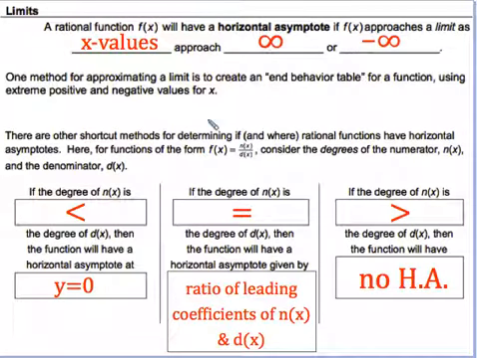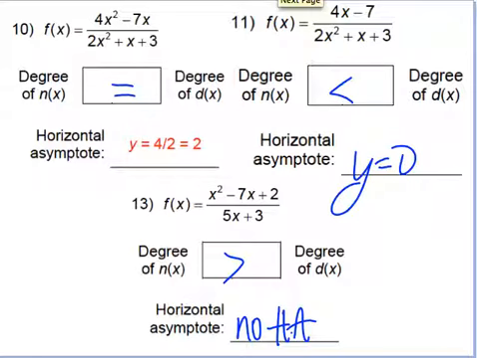Okay, and then for horizontal asymptotes, remember these rules. If your numerator's degree is less than the denominator's degree, your horizontal asymptote is at y equals 0. If the numerator's degree is equal to the denominator's degree, then you divide your coefficients. And if the numerator's degree is greater than the denominator's degree, you do not have a horizontal asymptote. You'll end up with either end behavior or a diagonal asymptote.